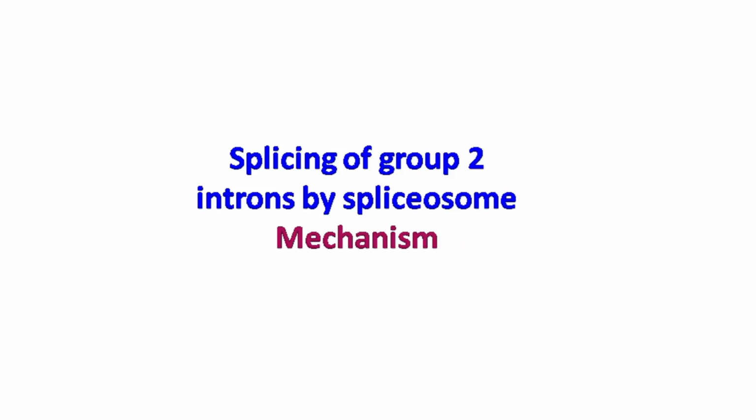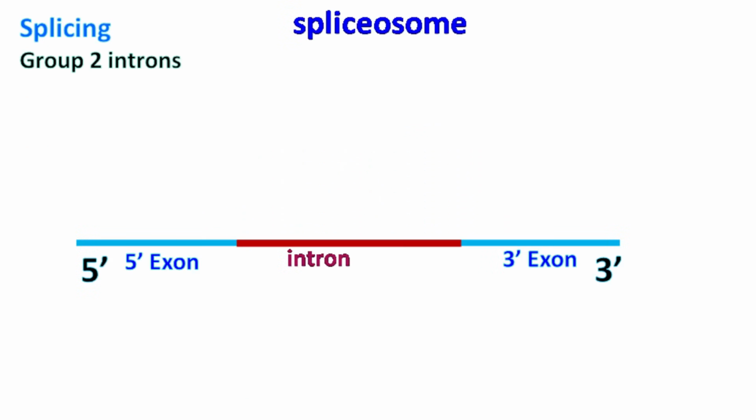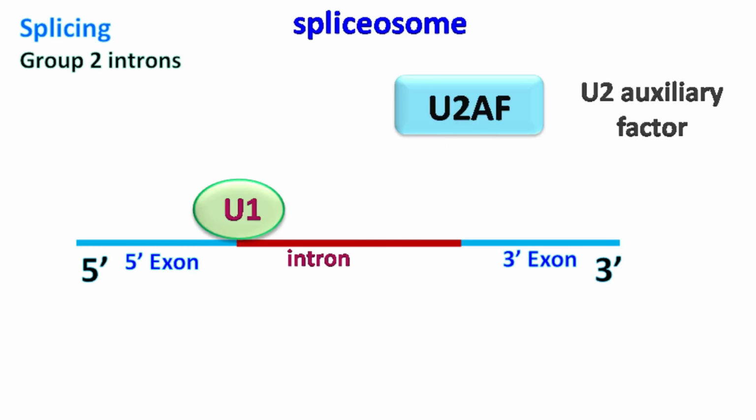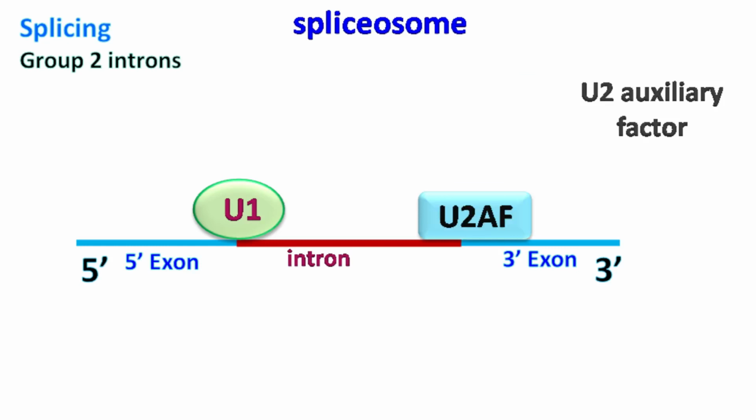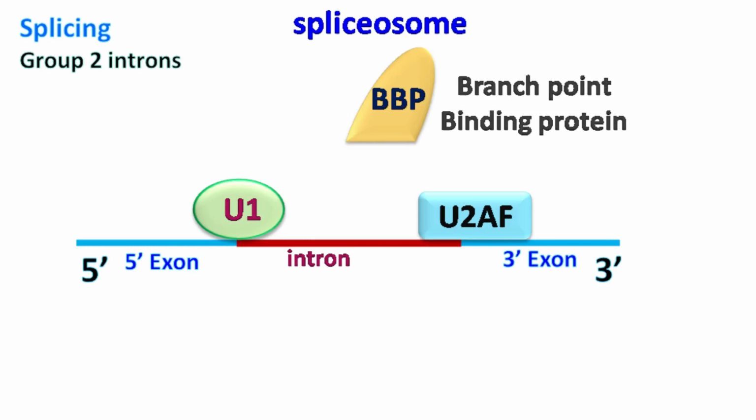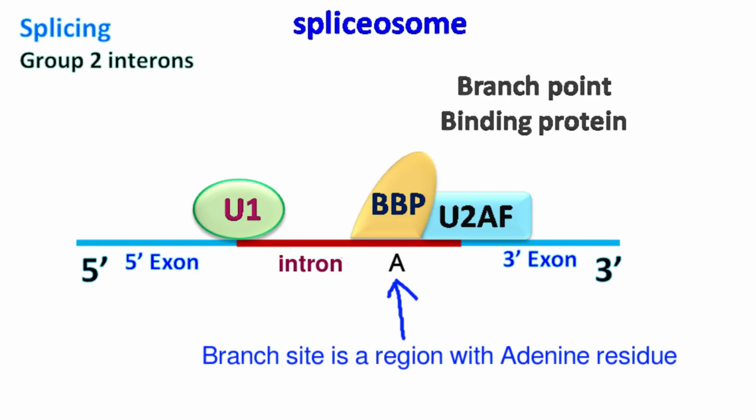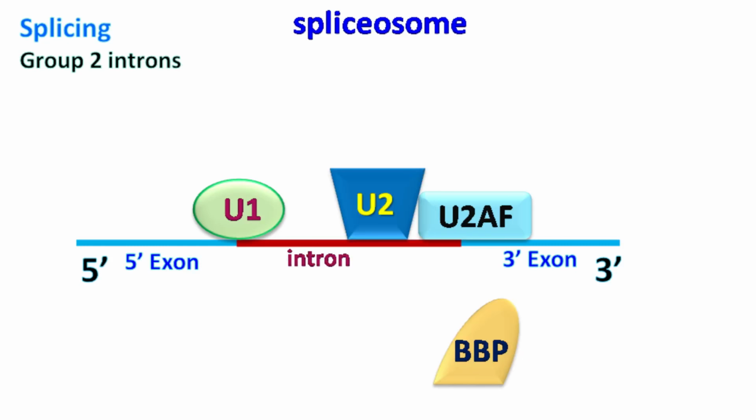Let's see the splicing mechanism carried out by the spliceosome. In the first step, the snRNP U1 binds the 5' splice site. Next, U2AF, also known as U2 auxiliary factor, binds the 3' splice site. U2AF further helps another protein, known as branch point binding protein, to bind the branch site. The branch point binding protein is further displaced by U2 snRNP at the branch site. When U2 binds the adenine at the branch site, the adenine bulges out.